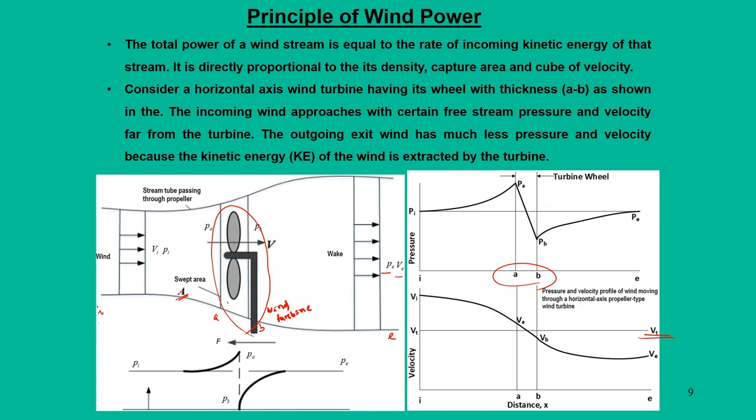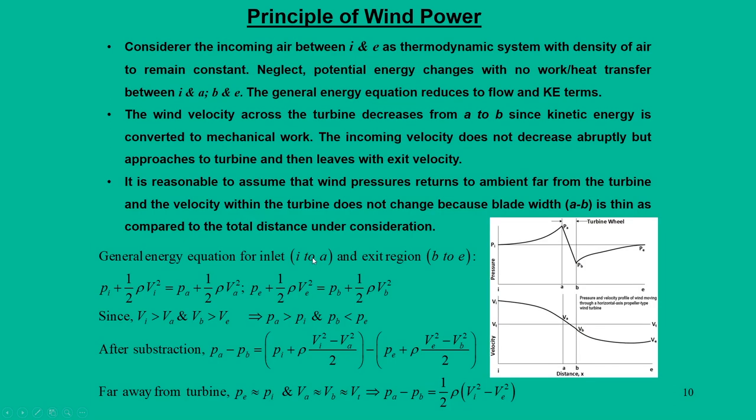Essentially, the outgoing exit streams must have less pressure and velocity, because that will give you the maximum wind potential in this captured area. And in these zones, wind kinetic energy will be maximized for rotation of the rotor or shaft. So, we need to understand the mathematical expression for this complete domain.